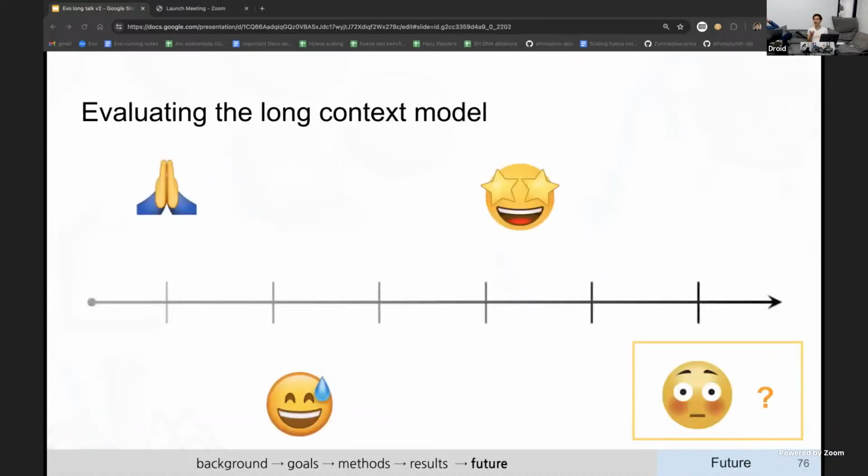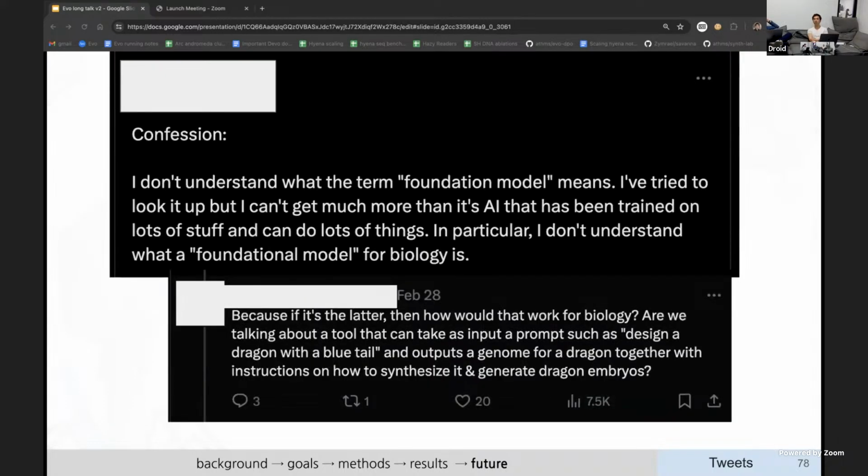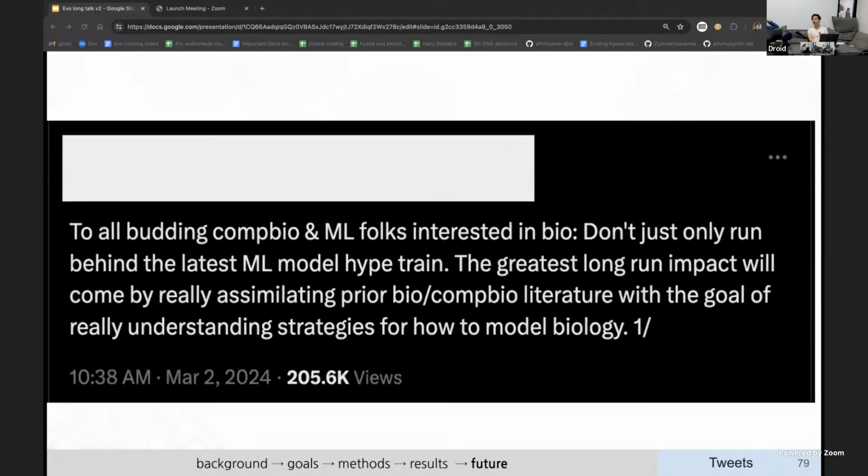And so that kind of asks the question, where does that leave us? Like, what are the next steps, right? And for us, we looked at some comments out in the Twitter sphere, right? Some folks have been thinking this is very promising, very exciting. Some people are confused, like, what's a foundation model even mean for biology? Does that mean you can design a dragon with a blue tail as a prompt and then generate a sequence to do that? I don't think so.